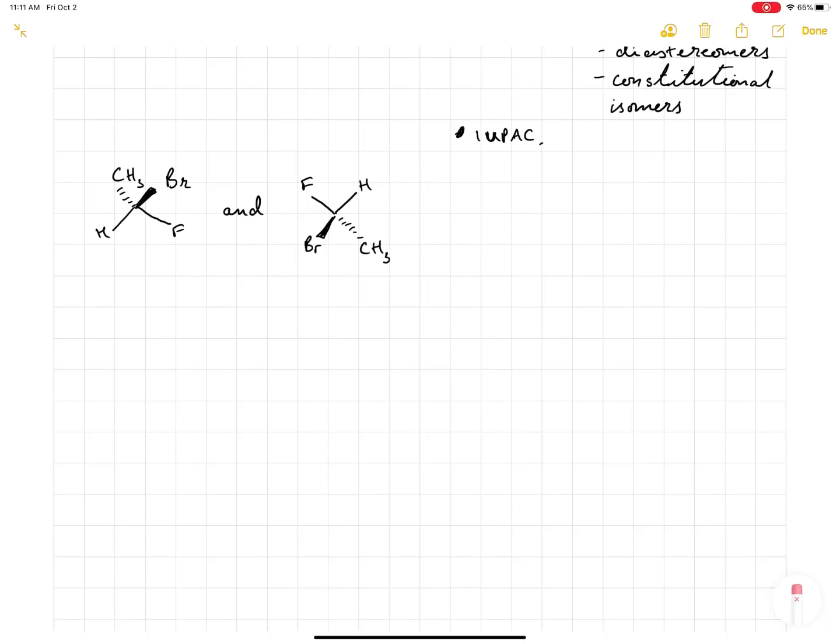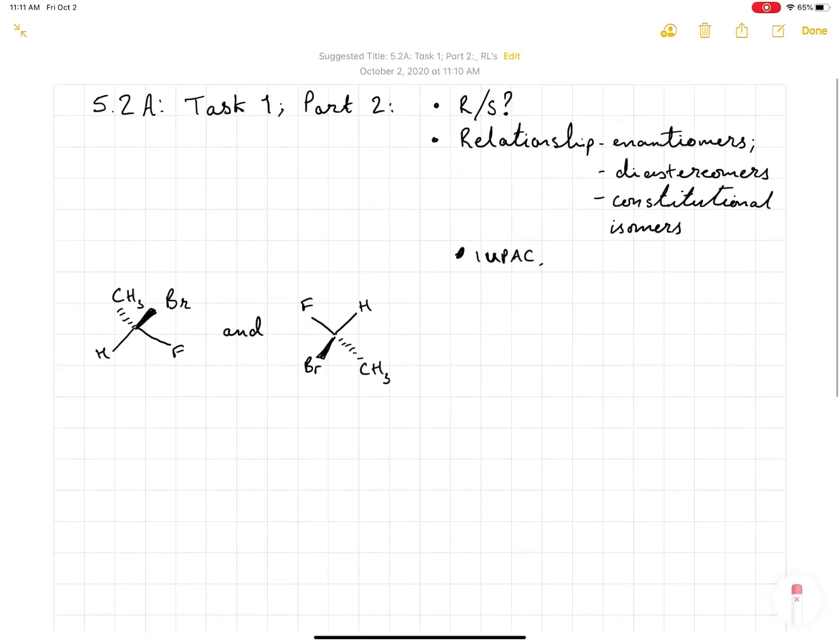Okay, so this is the second part of 5.2. 5.2a looks for you in this second part to look at the R and S designation of each of the chiral centers. It asks you to think about the relationship between each of these molecules in the pair and then to provide an IUPAC name for them.